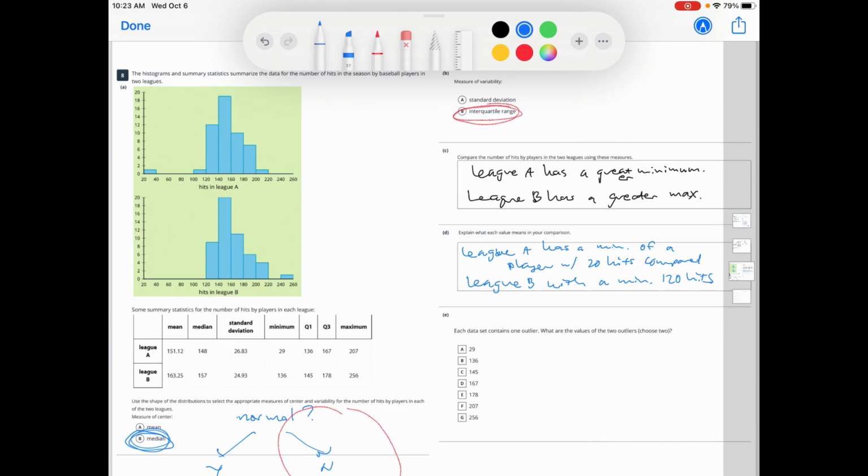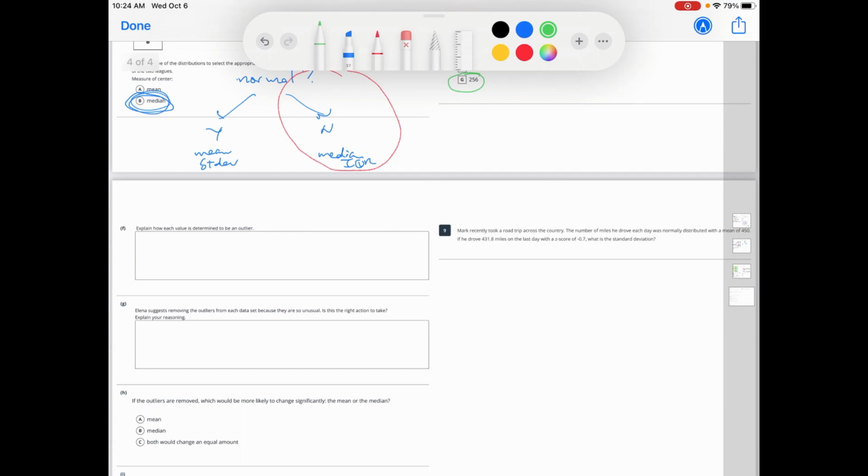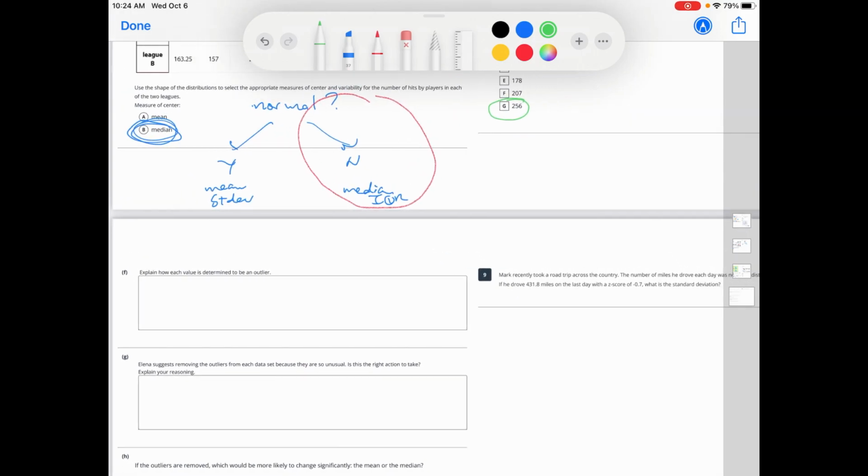Which data set contains one outlier? Which of the values of the two outliers, choose two? So here I'm just thinking about which would be an outlier. So I see this number, and that looks like between 20 and 40, so that would be A. And then over here I have that number, so that's between 240 and 260, so that would be G, A through G. Explain how each value is determined to be an outlier. You can use the formula.